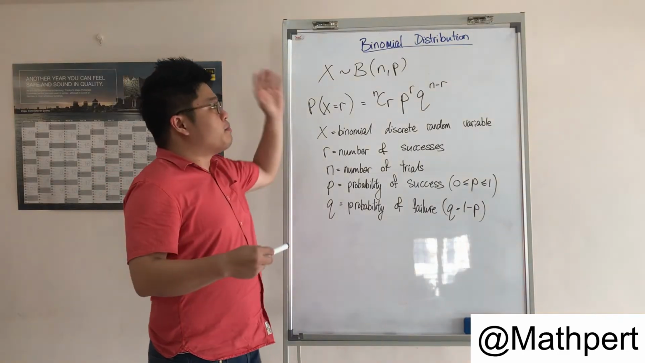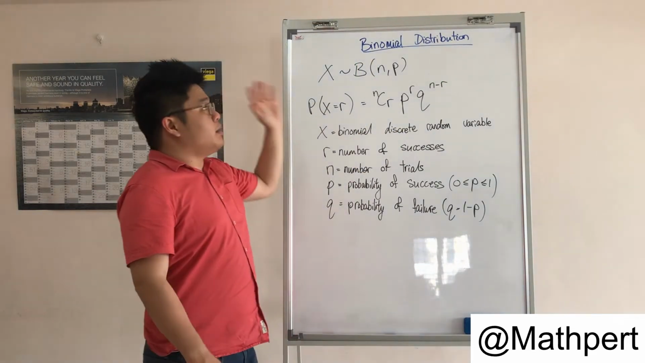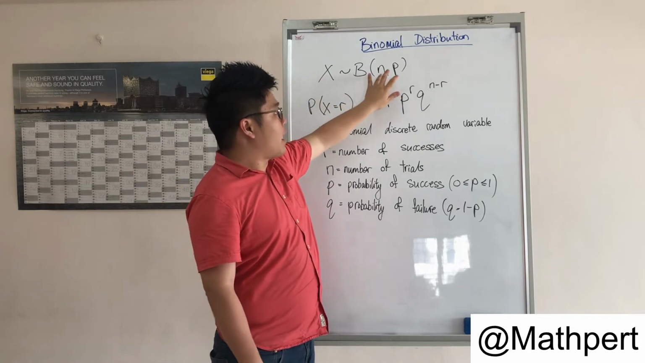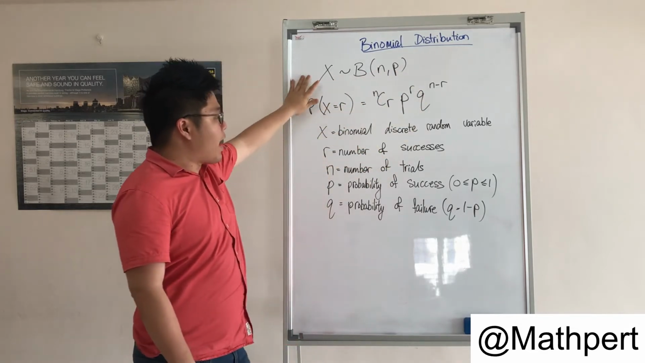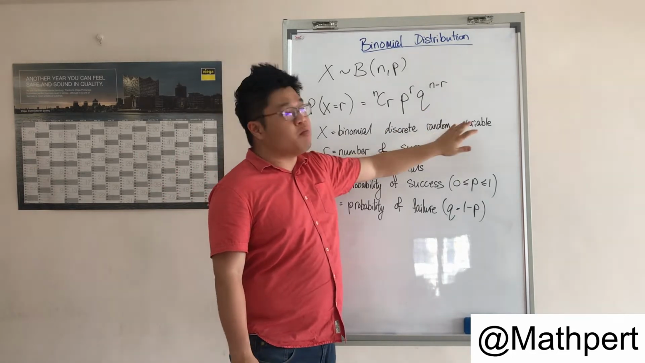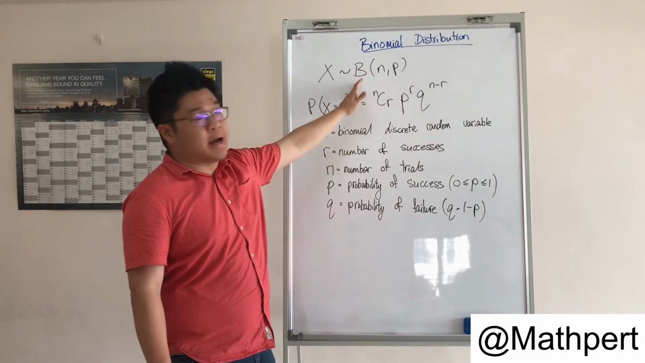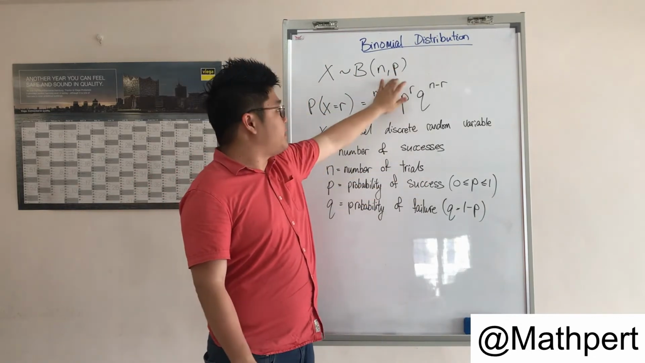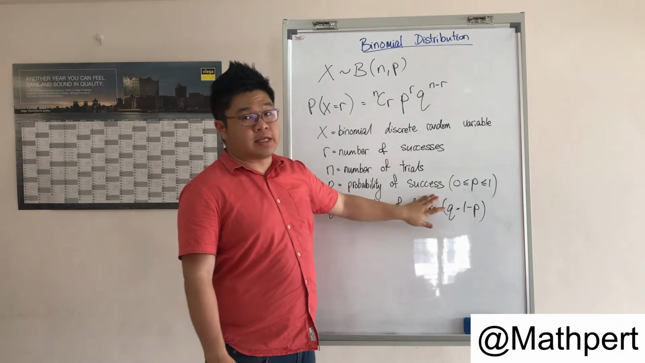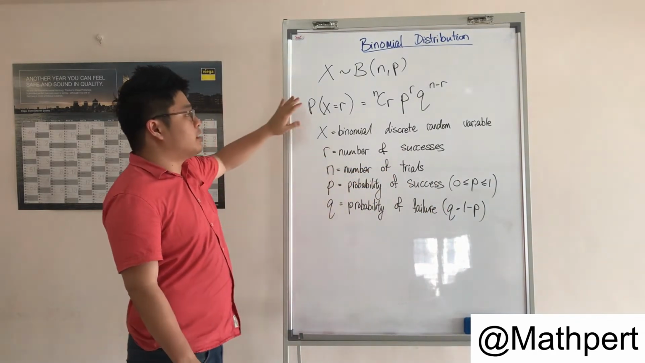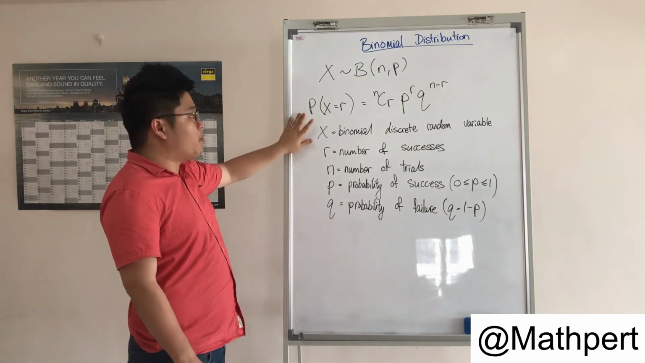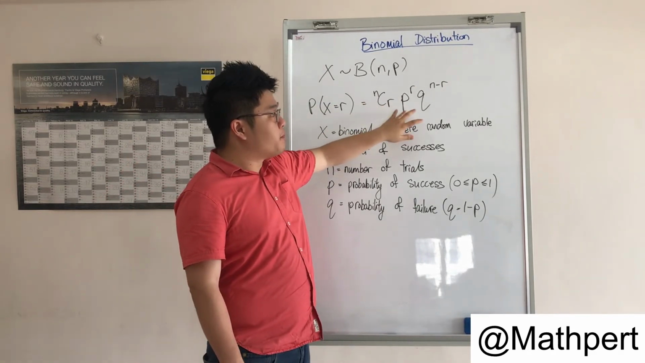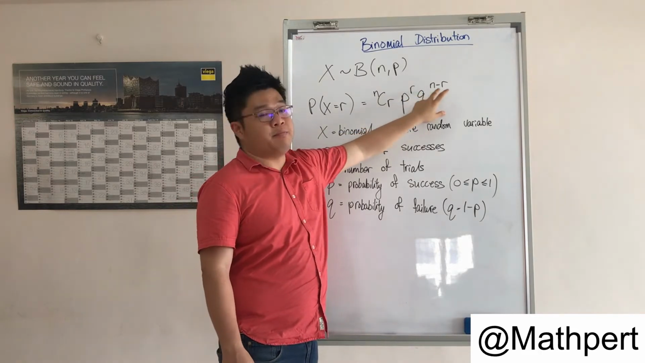Okay, let's take a look at binomial distributions. In binomial distributions, it can be denoted as X ~ B(n, p). X is a binomial discrete random variable, whereas B stands for binomial distribution, n stands for the number of trials, and p stands for the probability of success. In binomial distributions, there is one formula: the probability of X equals r is nCr, p power r, q power n minus r.